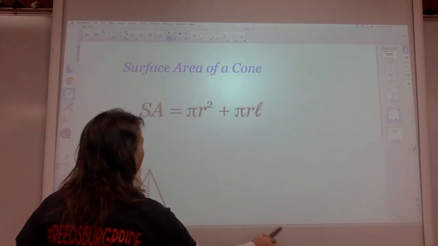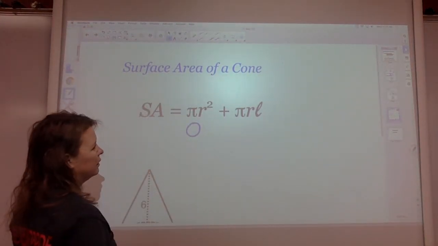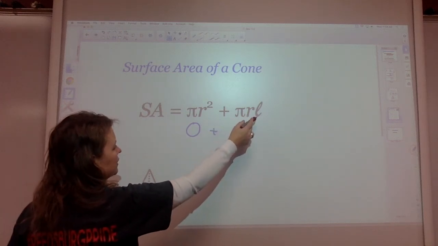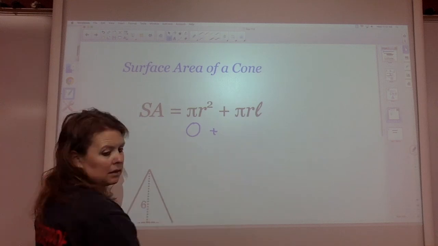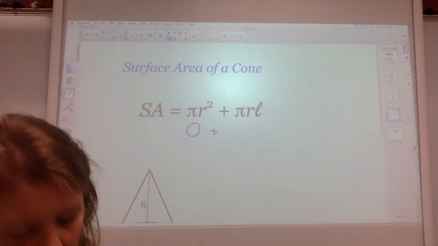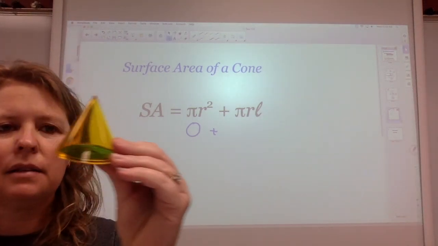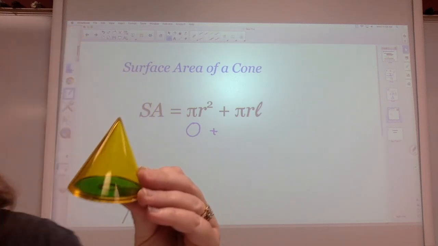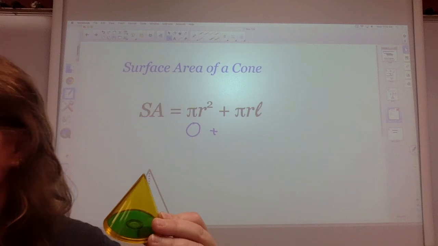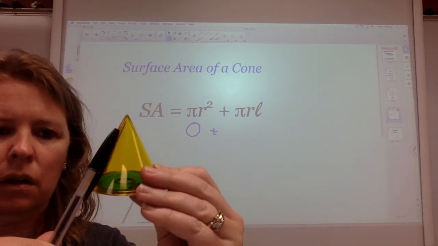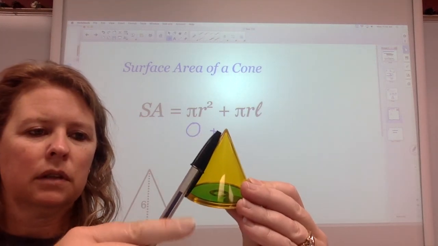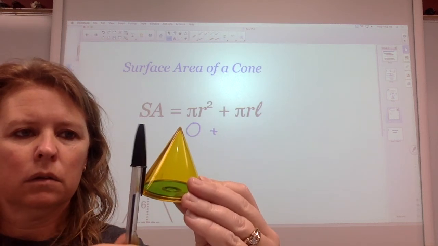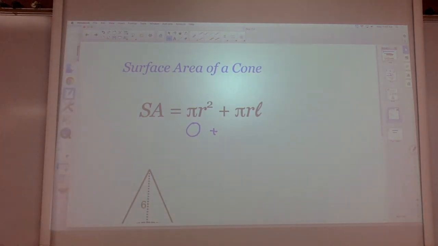Pi r squared, that gets us our circle, base, plus pi times radius times slant height. Slant height on a cone, same difference. If you measure the height of the cone, you're measuring it from here to here. If you measure the slant height of the cone, you're measuring it along the side. Slant height of the cone. Height of the cone. Slant height of the cone.